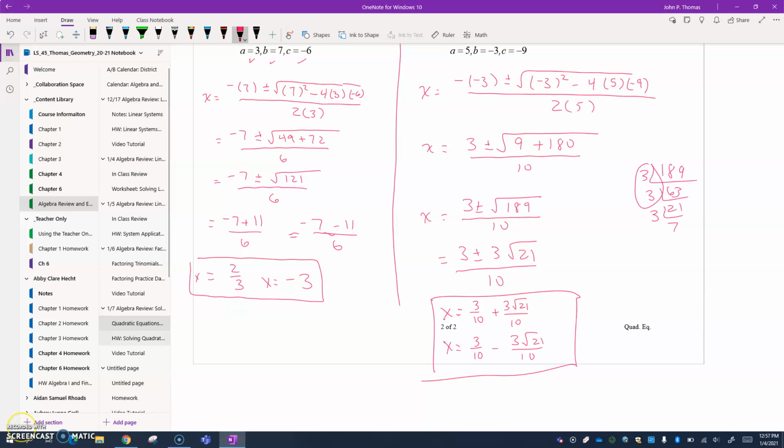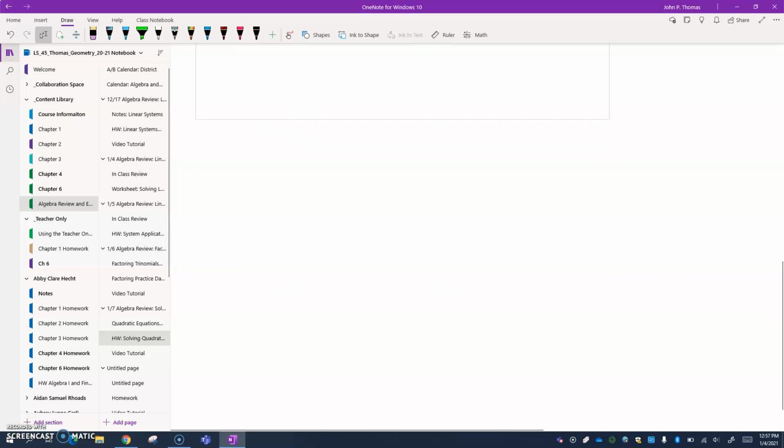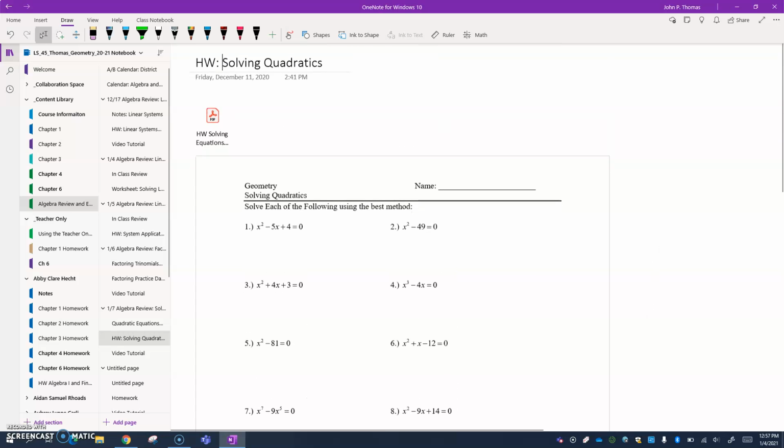All right, tonight's homework, solving quadratics. So it's going to be a mix. Early on, you should be able to use factoring almost exclusively. And then as you get to the last few, you might have to rely on the quadratic formula.